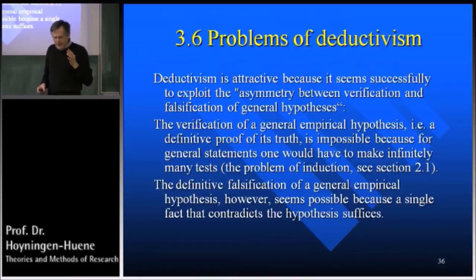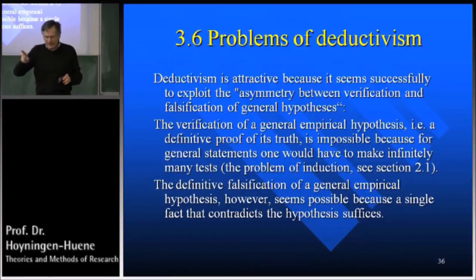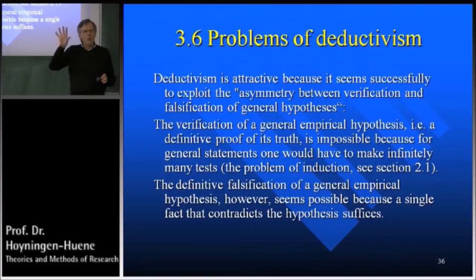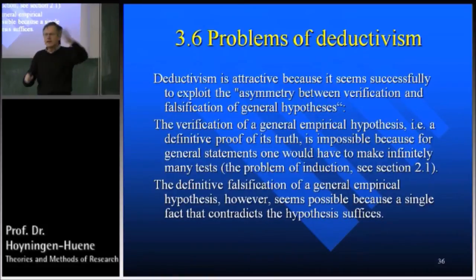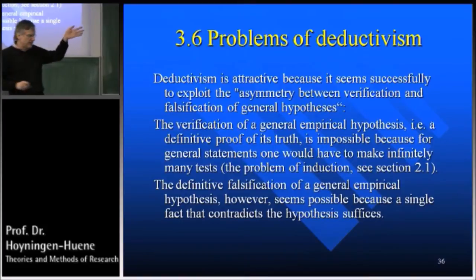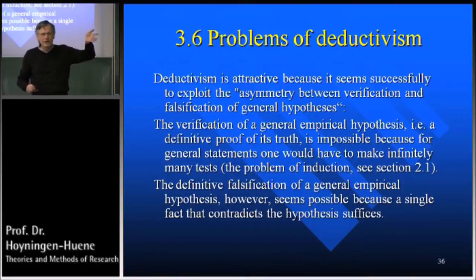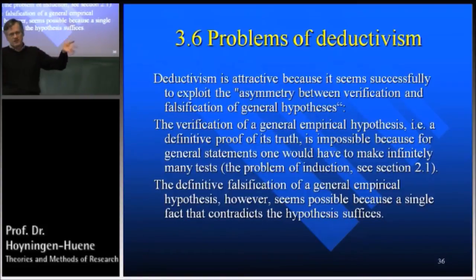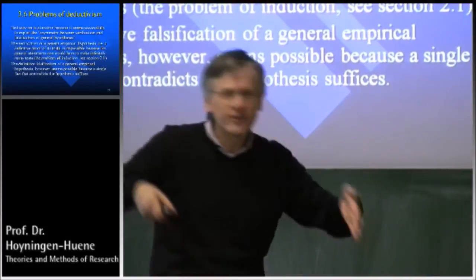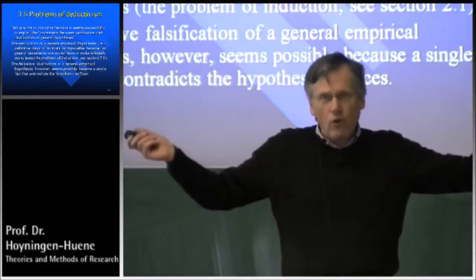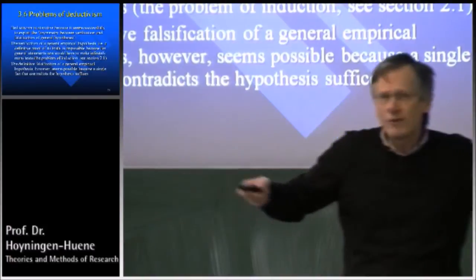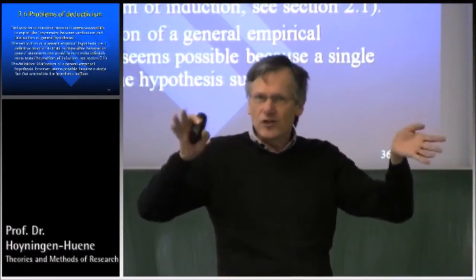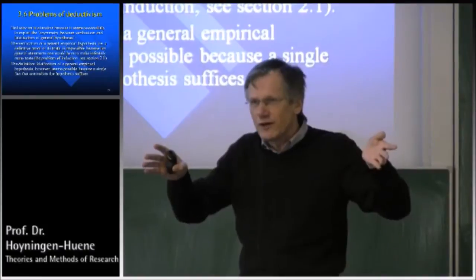But the definitive falsification of a general empirical hypothesis seems possible. Why? Because you need a single fact that contradicts the hypothesis. One single case is enough. Now take this very simple example: all swans are white, right? If you want to verify it, you've got to run through all the swans in the universe. Look at it. Are you white? Yes, thank you. Are you white? Yes, thank you. And go through all the swans in the universe, not only today, but also in the future. That's a very long story, even for a master's thesis. That's too much work.